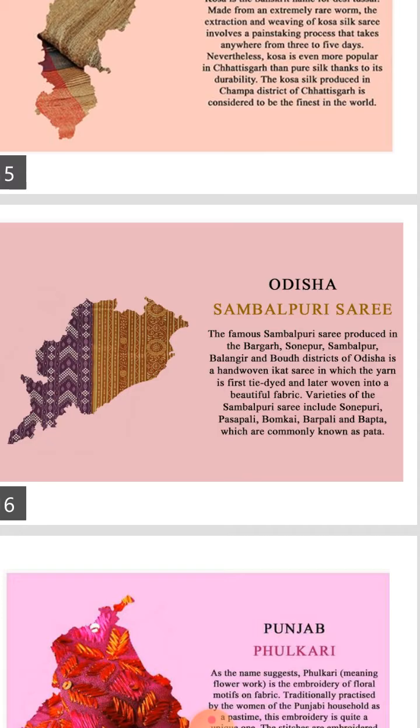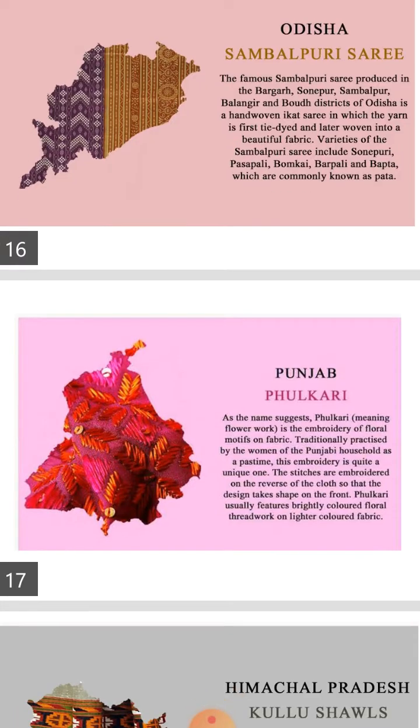Next, moving to the cultural state of Orissa. We know that the Sambalpuri sari is very famous. The famous Sambalpuri sari is produced in the Bargarh, Sonpur, Sambalpur and Balangir districts of Orissa. It is a hand woven ikat sari in which the yarn is first tie dyed and later woven into beautiful fabric. Varieties of Sambalpuri sari include Sonpuri, Pasapali, Bomkai, Barpali and Bapta, which are famously known as Pata sari.